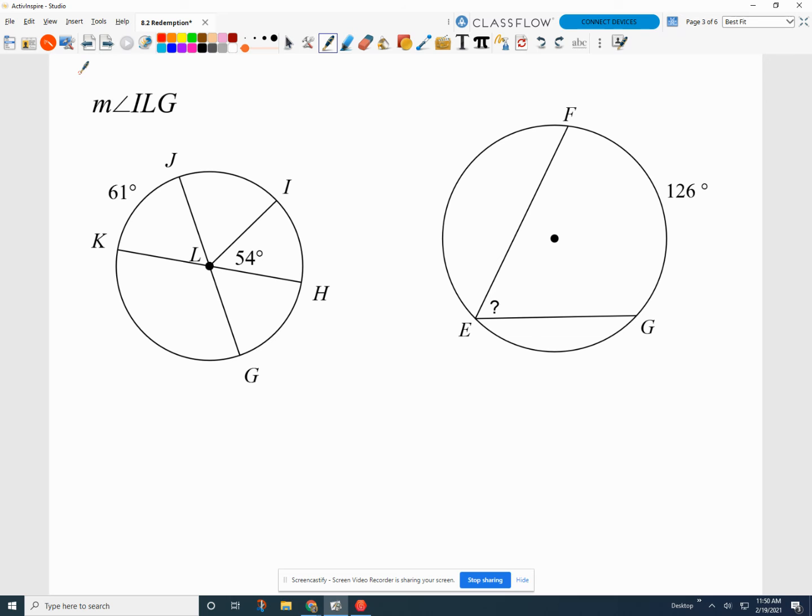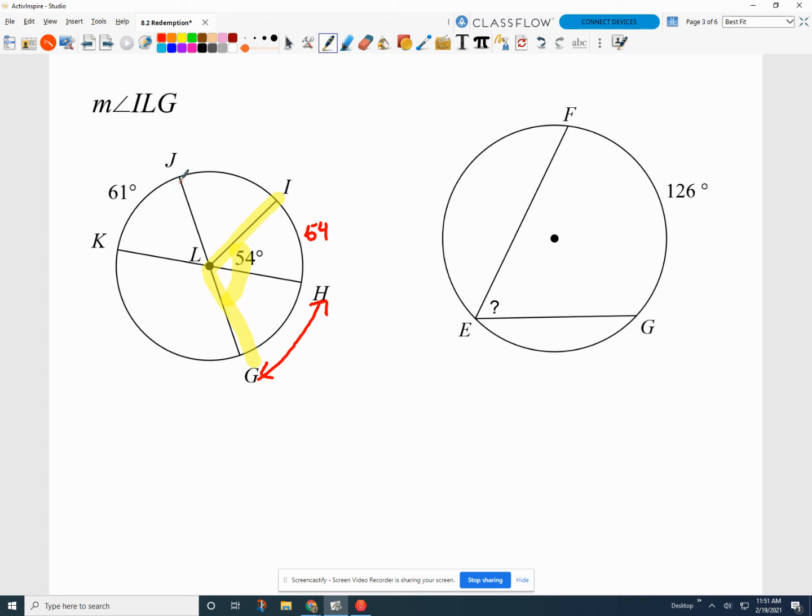Okay, same idea. The one on the left is a central angle. The one on the right is an inscribed angle. So I'm looking for an angle this time. Angle, right? See the notation switched? ILG. So ILG. I'm looking for this angle here. Okay, so I need to piece together the outside pieces here. So I know that this arc is 54 degrees. I need to find this arc here, and then I just add it to 54 and I'm done.